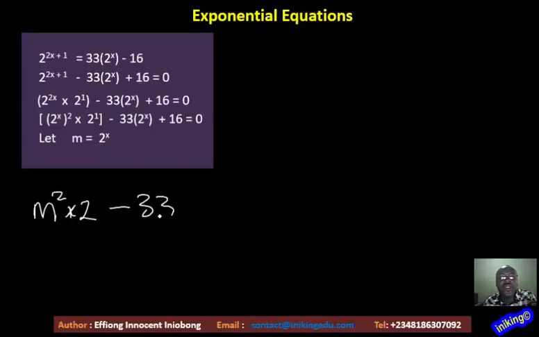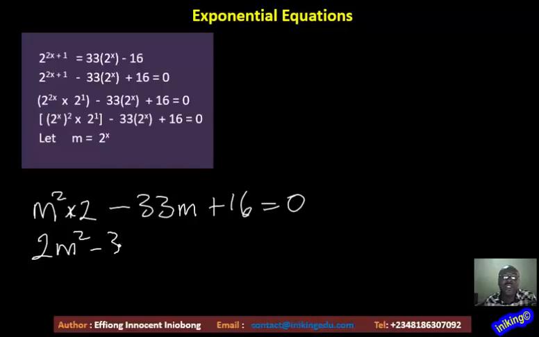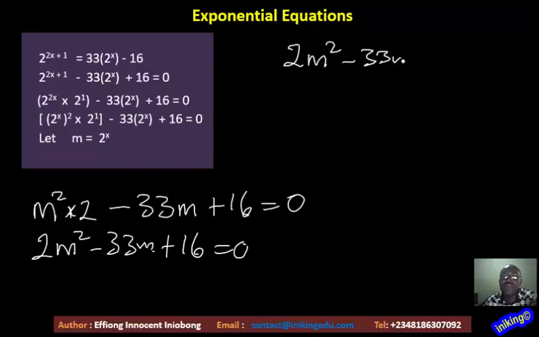Minus 33m plus 16 equals 0. And of course, we can write this out neatly as 2m squared minus 33m plus 16 equals 0. So here we just have a quadratic equation again to solve. And we can now speed up things a bit. Let's solve our quadratic equation: 2m squared minus 33m plus 16 equal to 0.